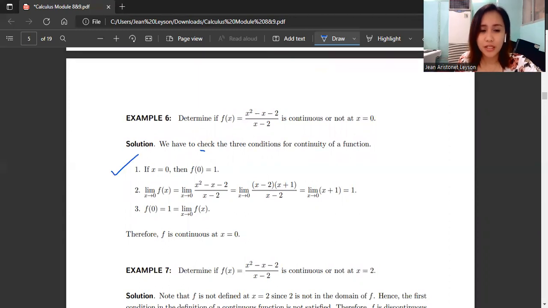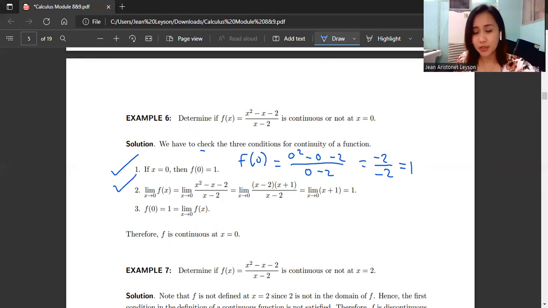Number 1, if x is equal to 0, so substituting, f of 0 is equal to 0 squared minus 0 minus 2 over 0 minus 2. That's 0, that's 0. We're left with negative 2 in our numerator. We're left with negative 2 in our denominator. So that will give us 1. So 1 is a real number.